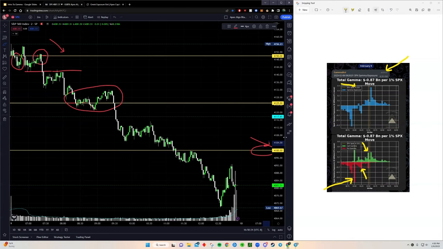It helps you define certain levels in the beginning, certain magnets as well. And you just play off that. This is a very simple method. Gio, my partner, and I will be teaching different methods of how to trade gamma. However, this is the simplest form of it.